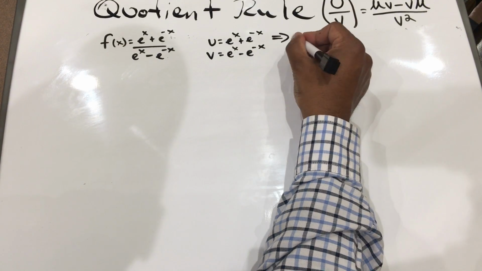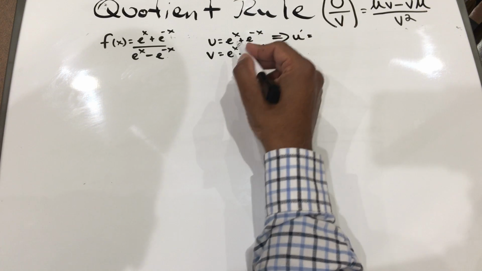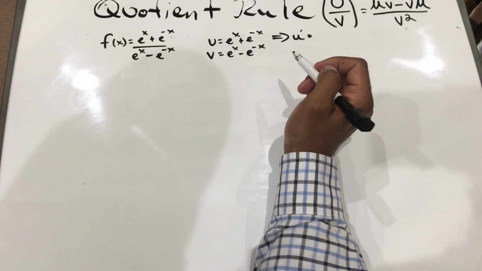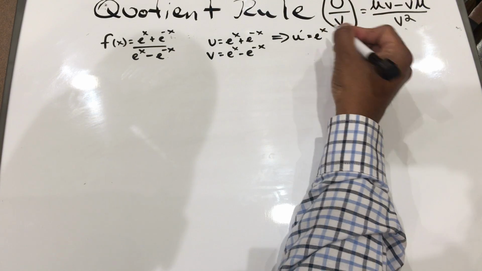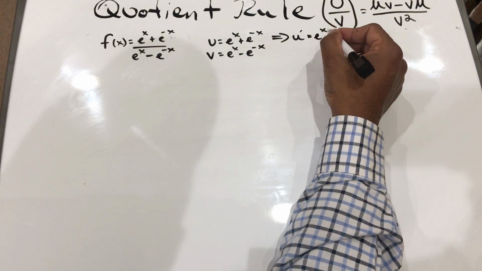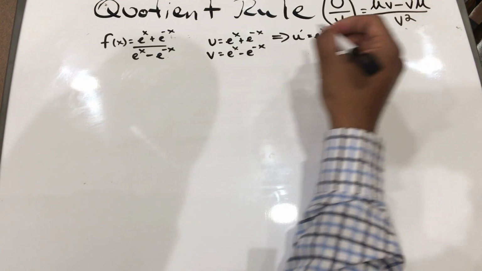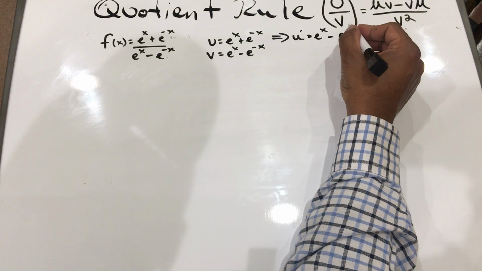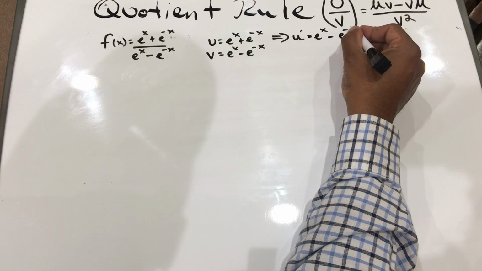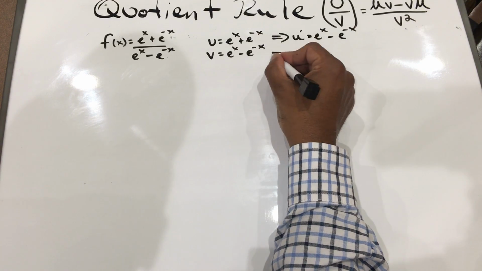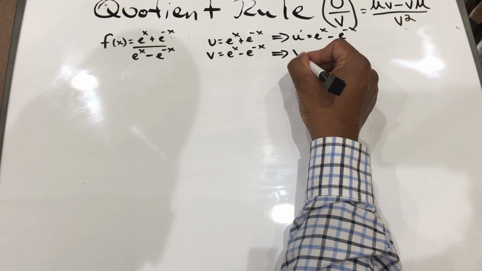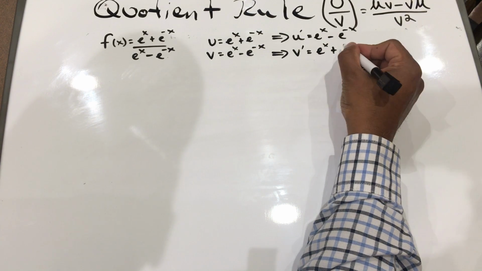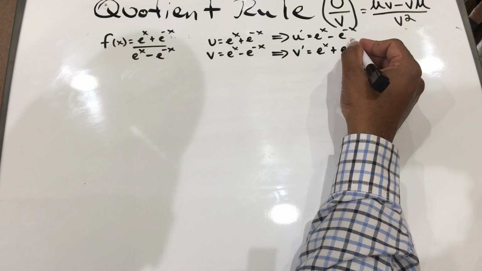Therefore, we're going to have our u prime, which is the derivative of an e function, itself multiplied by the derivative of the exponent. So e to the x. This is going to be e to the x, but the derivative of minus x is minus 1, so we'll have minus e to the minus x. And v prime would equal e to the x plus e to the minus x.